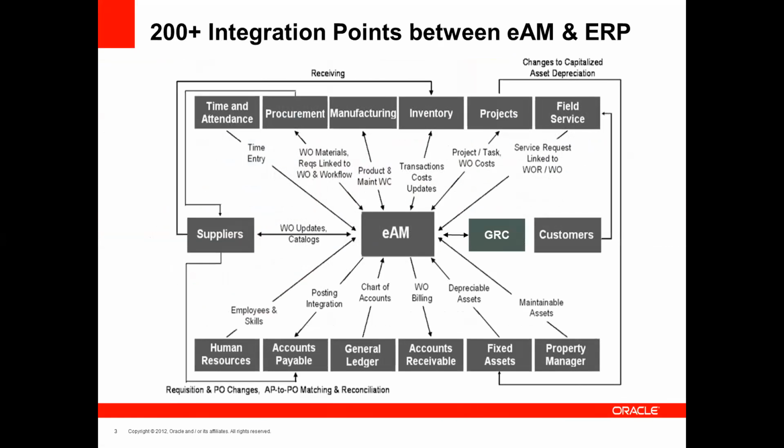As I said, eAM is integrated with the rest of EBS. There are over 200 integration points within eAM. And in order to do that yourself, you would have to spend about $50,000 to $100,000 per each integration point, according to the Gartner Group. So we're going to take a look at eAM today, and we're going to see that it ties into manufacturing, inventory, purchasing, and financials.